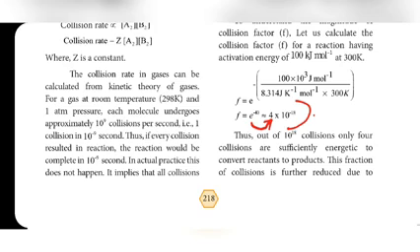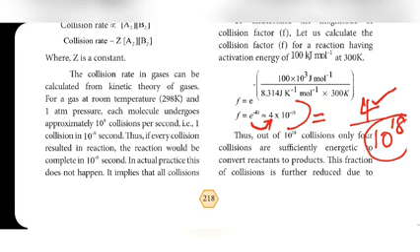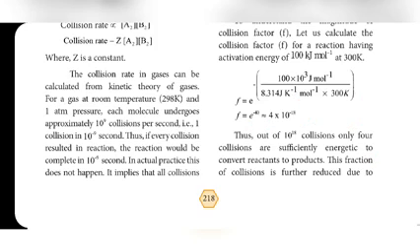So we can write this value as 4 divided by 10 power 18. Out of 10 power 18 collisions, only 4 collisions have the minimum energy. That is given here: out of 10 power 18 collisions, only 4 collisions are sufficiently energetic to convert into product.